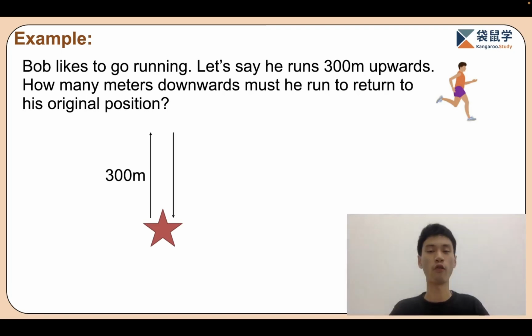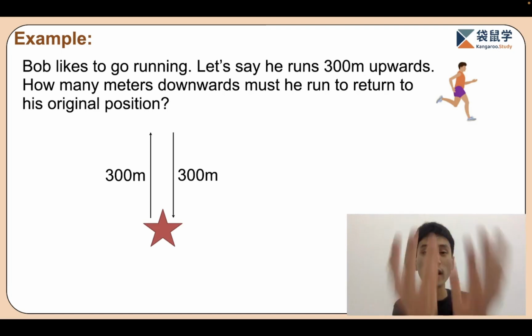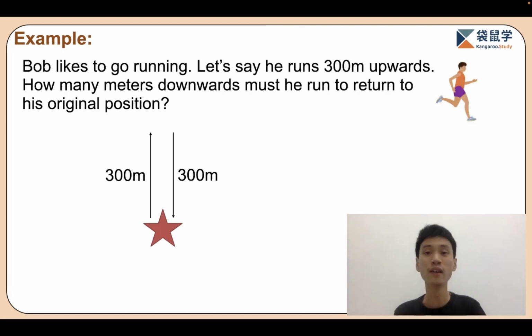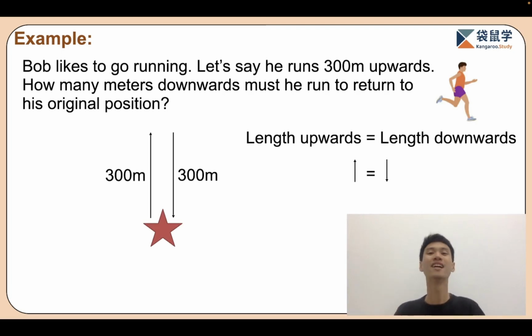So, what do you think? If you said 300 meters, then congrats! You'll be absolutely correct. Now, how would you know that it is 300 meters? Well, simple. It is simply the same as the length going upwards. That's right. In this example, we see that when a man goes from an original position up and then he wants to come back down, the length upwards is equal to the length downwards.